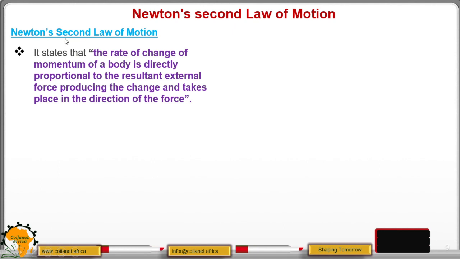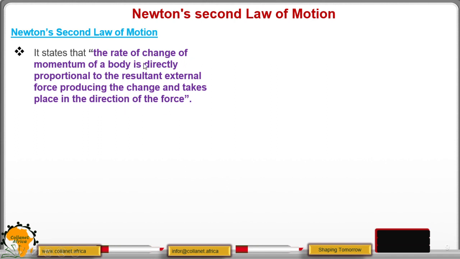Now we start with the definition or statement of the law. This one states that the rate of change of momentum of a body is directly proportional to the resultant external force producing the change and takes place in the direction of the force.